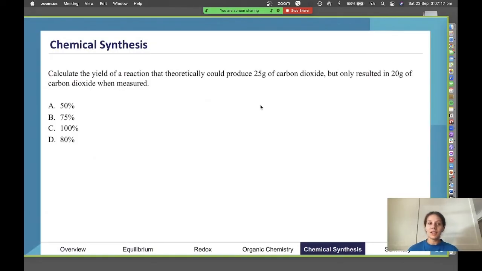All right, next one here for chemical synthesis. We want to calculate the yield of a reaction that theoretically could produce 25 grams of carbon dioxide, but only resulted in 20 grams of carbon dioxide when measured. This is just a reminder that you can definitely be asked to use other formulas that aren't specifically linked to a syllabus objective in Unit 3, Unit 4. If you remember back in your data booklet, you have, for example, percentage yield, those kinds of equations near the start of the data booklet.